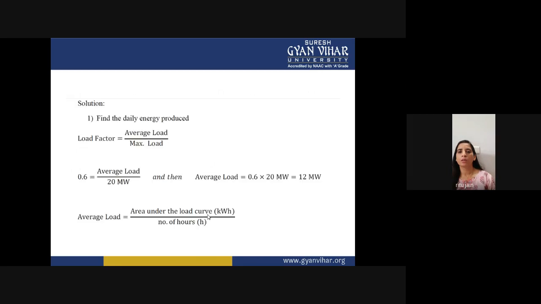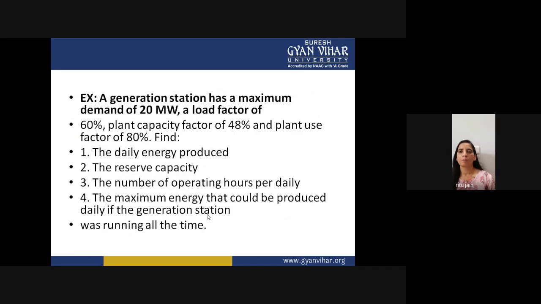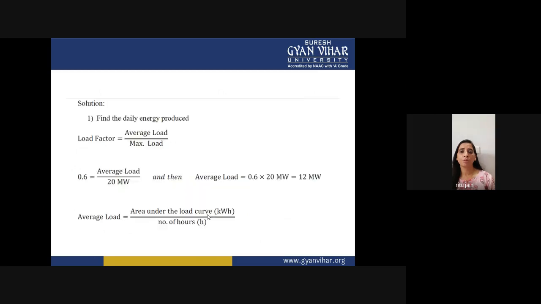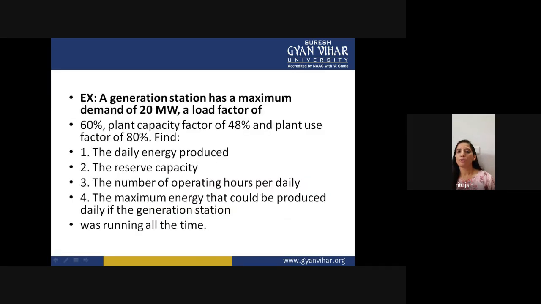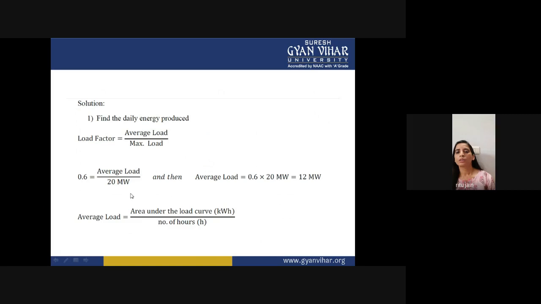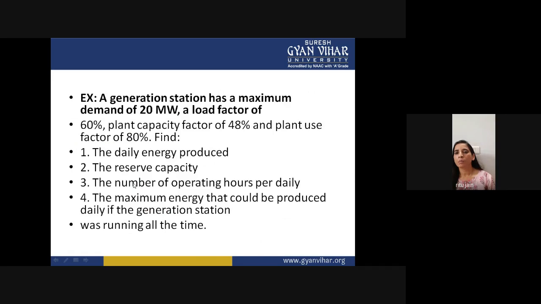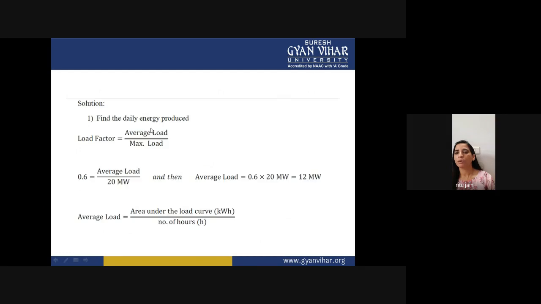For the solution, we come to this point: find the daily energy produced. So load factor is given. So what is the formula of load factor? It is equal to average load divided by maximum demand. So first we have to calculate the average load. Load factor is your 60%. So 0.6 is equal to average load divided by 20 megawatt, and 20 megawatt is your maximum demand, which is given in the question. So you can easily calculate that your average load is 12 megawatt.